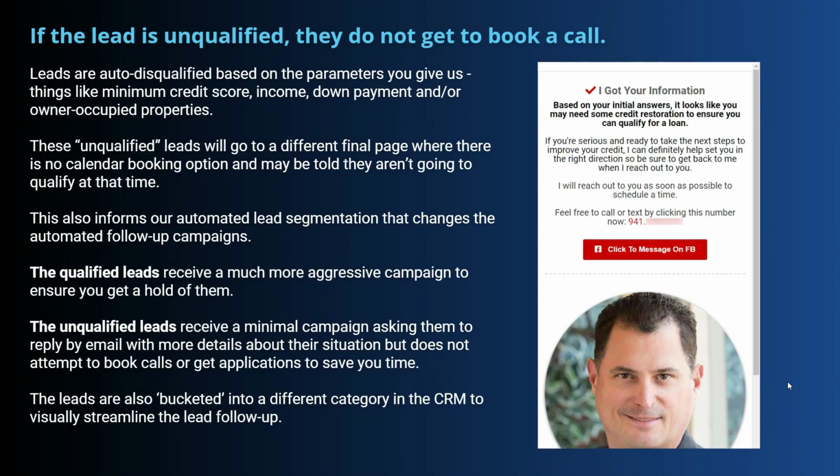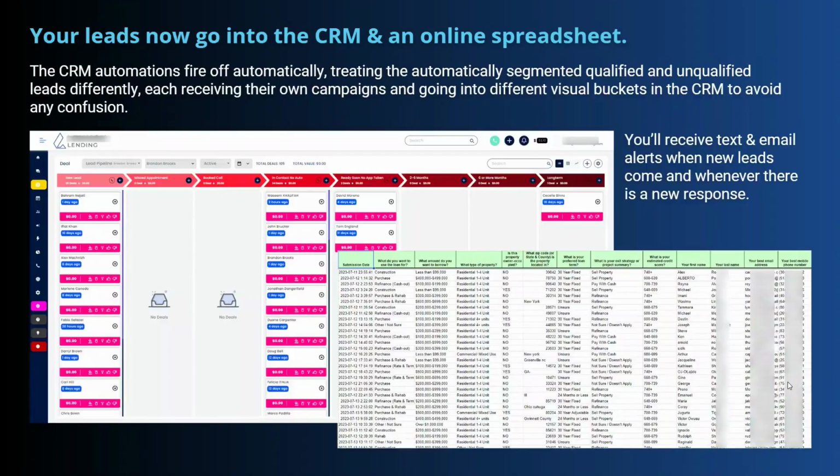Leads are auto-disqualified based on the parameters you give us, things like minimum credit score, income, down payment, or many others. These unqualified leads will go to a different final page where there is no calendar booking option, and they may be told they're not going to qualify. This also informs our automated lead segmentation that changes the automated follow-up campaigns in the CRM. Qualified leads get a more aggressive campaign. Unqualified leads get a minimal campaign, asking the lead to reply by email to give you more information to see if you can actually help them. These leads are bucketed into different categories in the CRM as well to visually streamline the lead follow-up process.